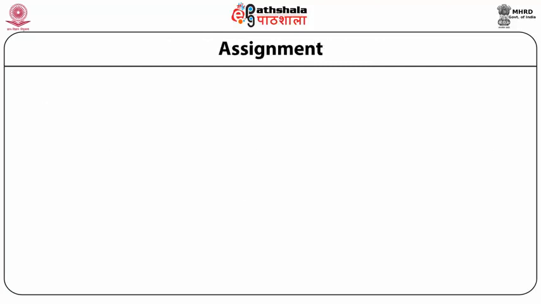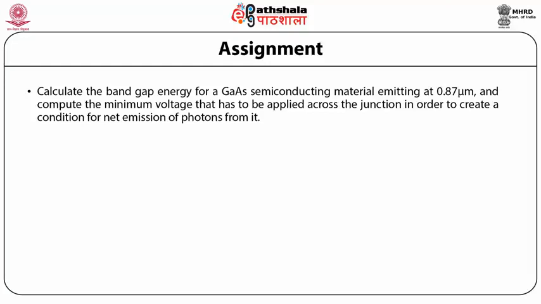Now, in order to understand all the concepts, let us go for one assignment, which is to calculate the band gap energy for a gallium arsenide semiconductor material emitting at 0.87 micrometer, and compute the minimum voltage that has to be applied across the junction in order to create a condition for net emission of photons from it.